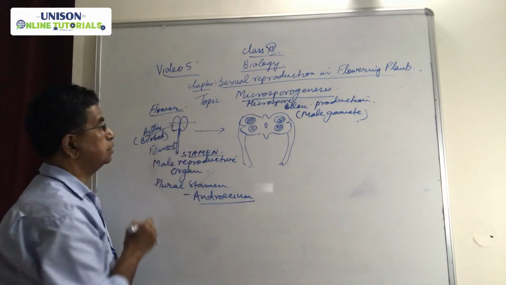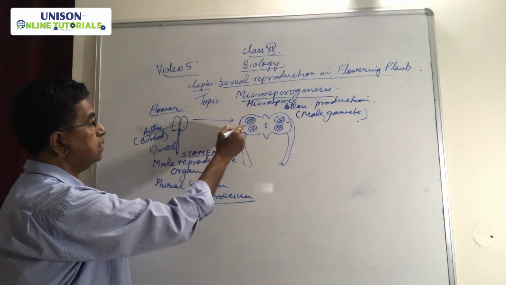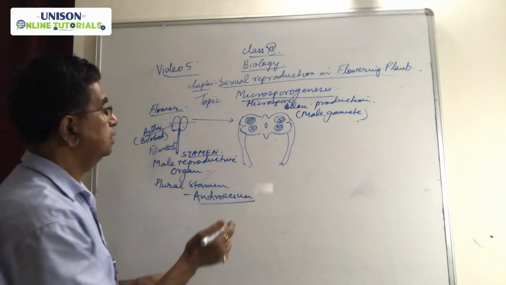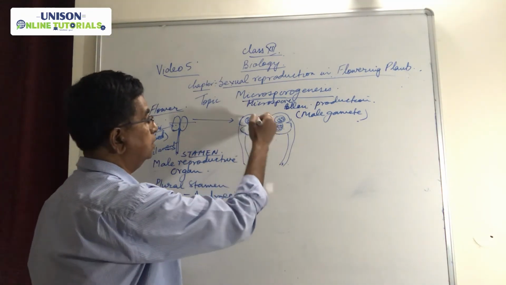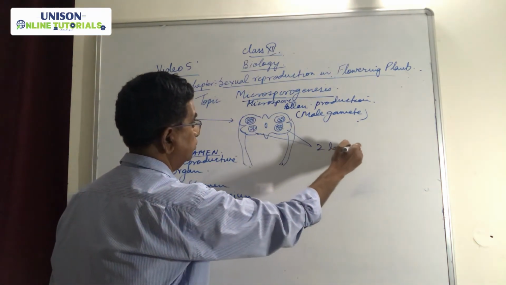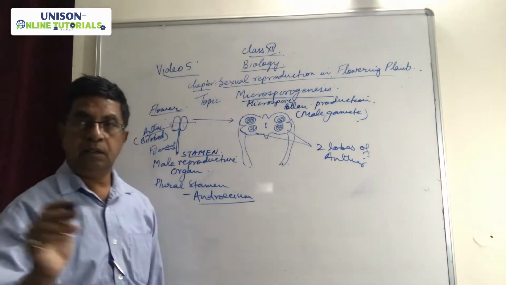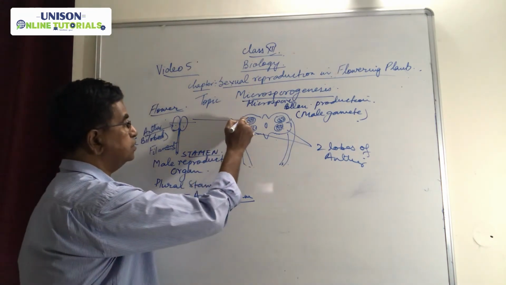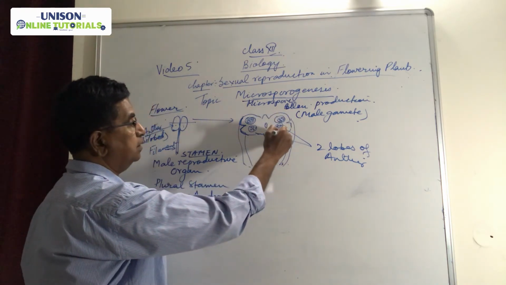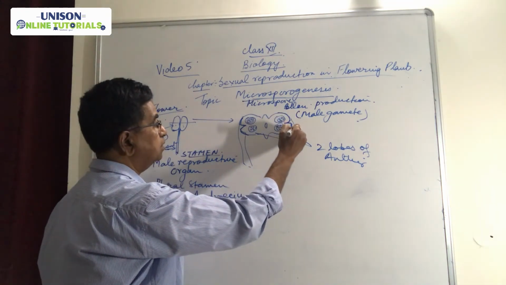So we have cut a section of the anther and then we can see that this type of structure comes inside the anther. These are the two lobes of the anther. This is one lobe, this is another lobe. So two lobes of anther. Each lobe of the anther is dithecous. Dithecous means it has a groove. So each lobe is dithecous, that means it has a groove.